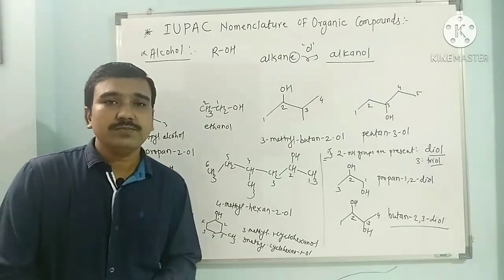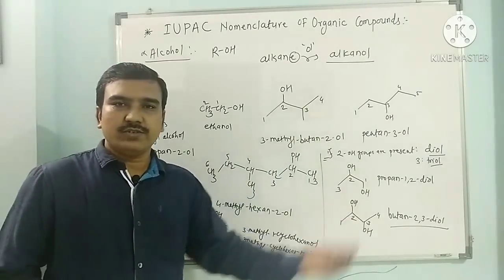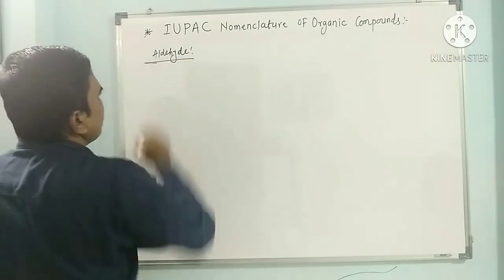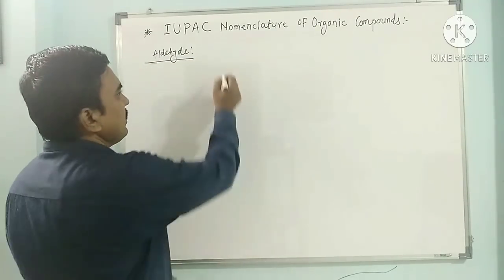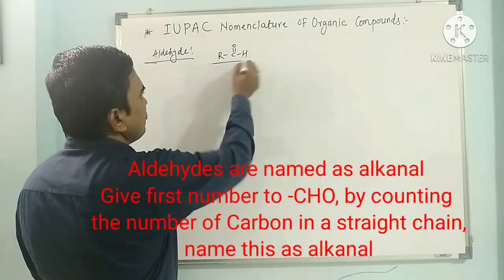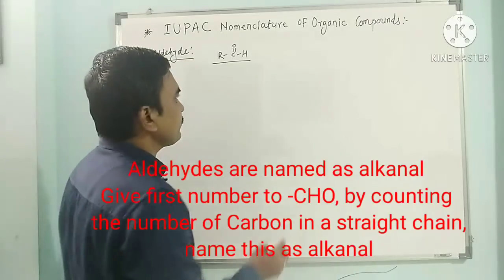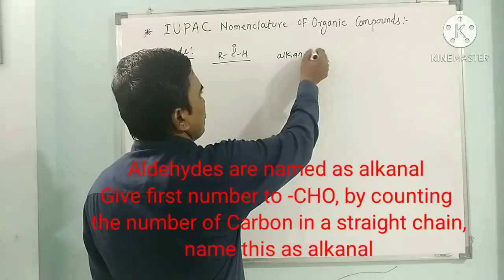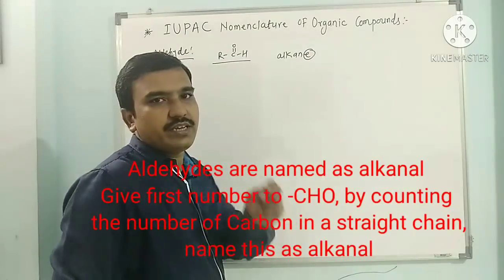Next is aldehyde and ketone. Aldehydes have the general formula R-C double bond O-H, that is RCHO. Aldehydes are named as alkane, where the last E is replaced with AL.